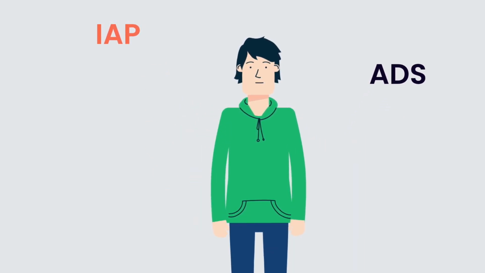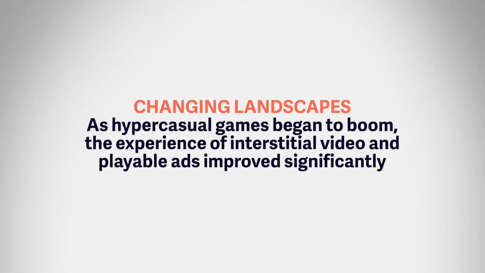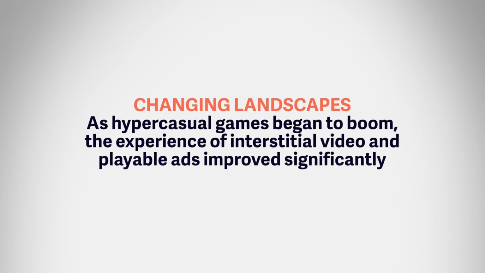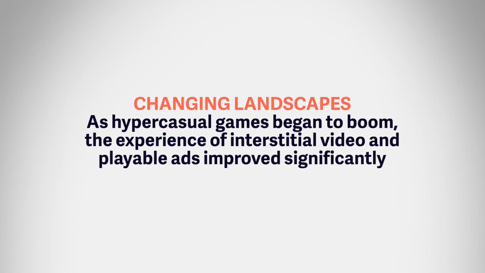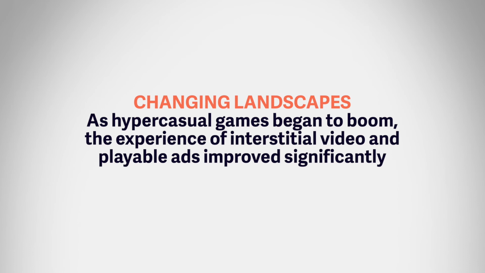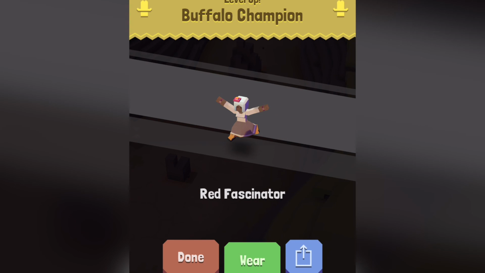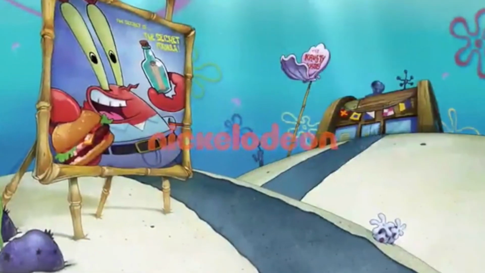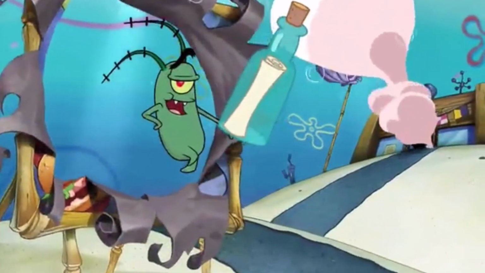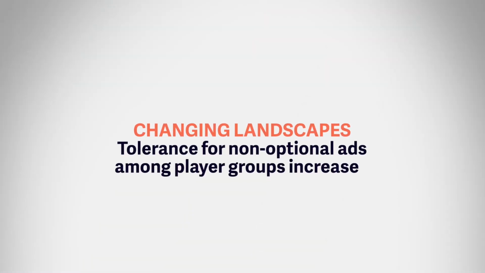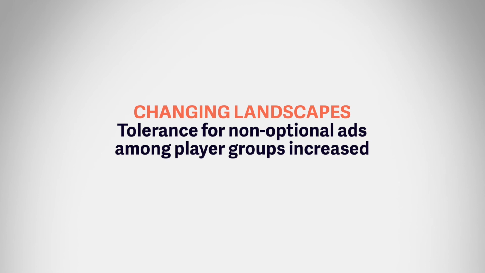By the third year of Rodeo Stampede's operation, new trends were emerging in the mobile game space. The hyper-casual game genre had started to boom, and these kinds of games made extensive use of non-optional ad types such as interstitial video and interstitial playable ads. The player experience of these ad types had improved significantly since Rodeo Stampede launched, and more importantly, the popularity of hyper-casual games had also started to change player demographic behavior. They were becoming much more tolerant of non-optional ad types.